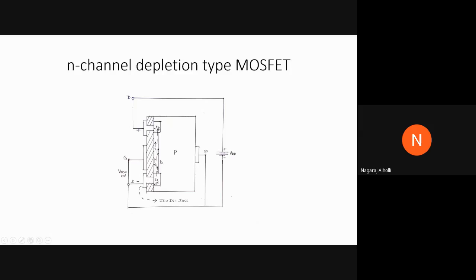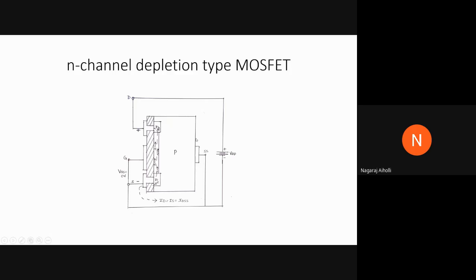Because of this, current starts flowing in the channel, in the MOSFET. This drain current at VGS equal to 0 volts is called IDSS, the drain current which flows in the MOSFET.